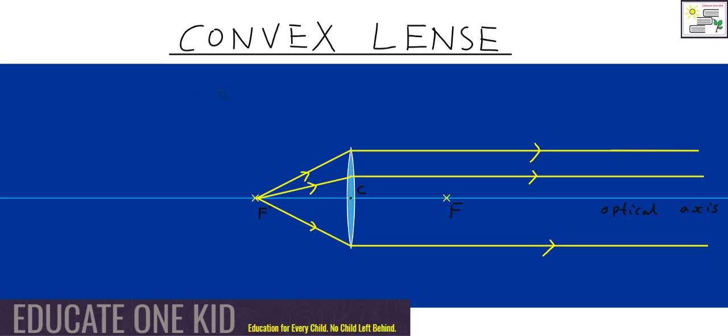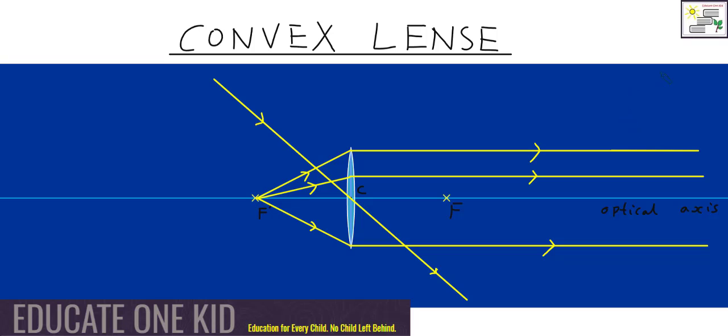One other thing you should know is that if a ray was to travel like this, towards the optical center of the lens, then such a ray actually does not change direction. So you see I've just drawn a straight line there because this ray is not bent by the lens.